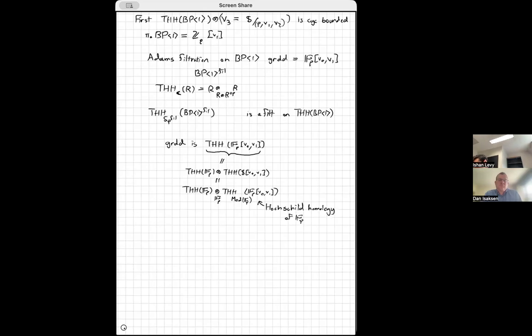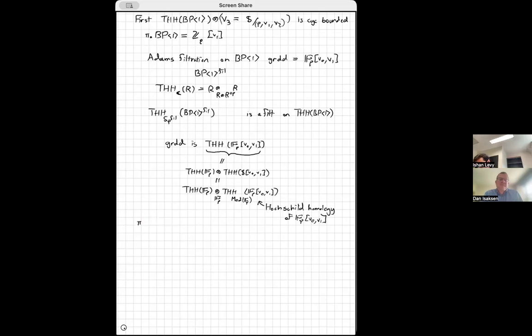Of FP adjoint V0, V1. And we know how to compute Hochschild homology of polynomial rings. There's a result of Hochschild-Kostant-Rosenberg that says that this just looks like the algebra of differential forms on this ring over FP.